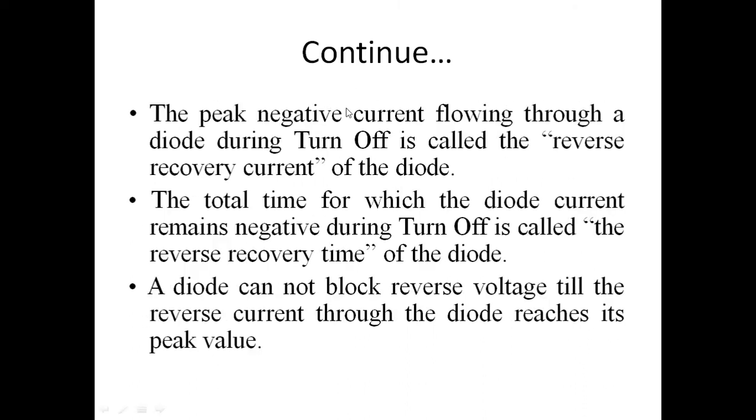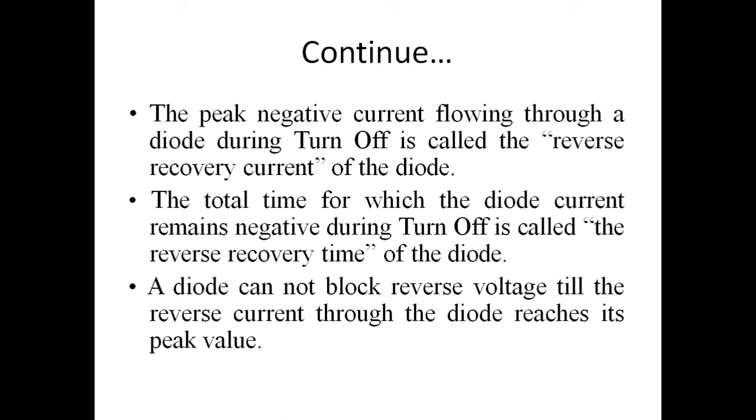Now, the peak negative current flowing through the diode while turning off is called the reverse recovery current, as I told you earlier. The total time for which the diode current remains negative during a turn off is called the reverse recovery time. Please take into consideration, what is TRR? That is the time taken for the diode current to remain negative through the turn off process. So that is nothing but the reverse recovery time.